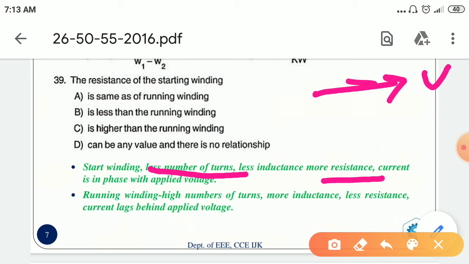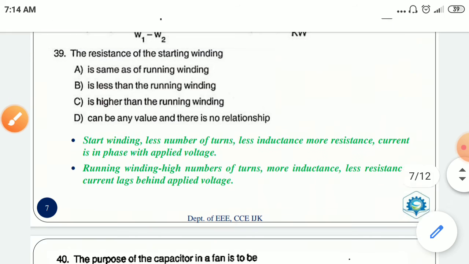If this is the voltage, the starting winding current should be almost in phase with the applied voltage. For that, the resistance will be very high and the inductance value will be very low. Whereas for the running winding, the resistance should be low and the inductance value should be more, so that it will be lagging behind, and there will be almost a 90-degree phase shift between both of them, so that the proper starting torque is obtained. So the answer for question number 39 is option C. The resistance should be higher in the starting winding than the running winding. Let's move on to the next question.